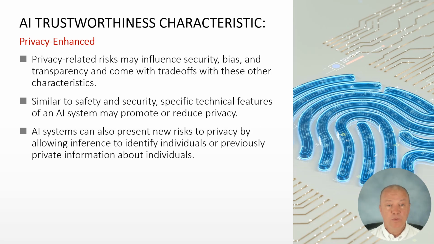So privacy-related risk may influence security, bias, and transparency, and come with trade-offs with these other characteristics. Similar to safety and security, specific technical features of an AI system may promote or potentially reduce privacy. AI systems can also present new risks to privacy by allowing inference to identify individuals or previously private information about individuals.